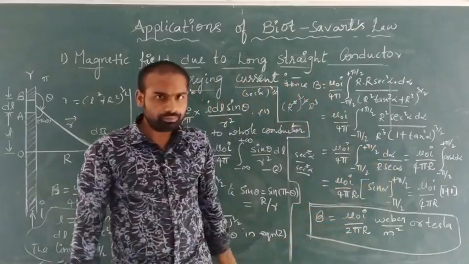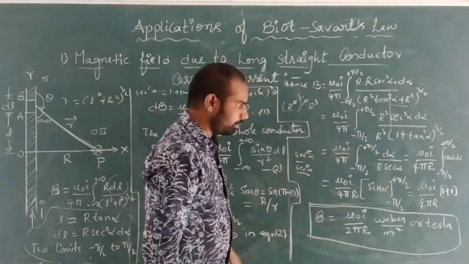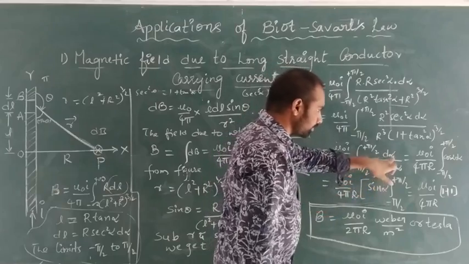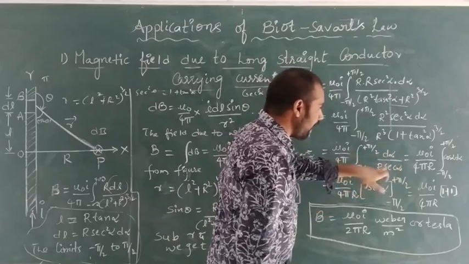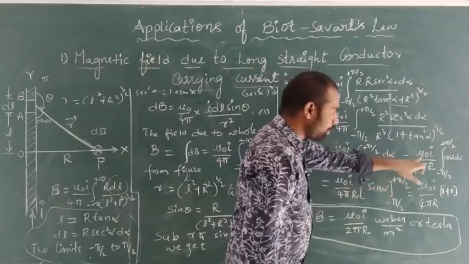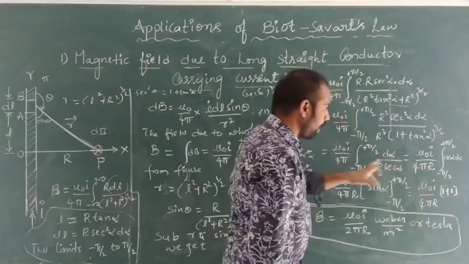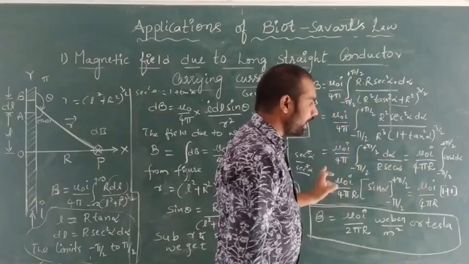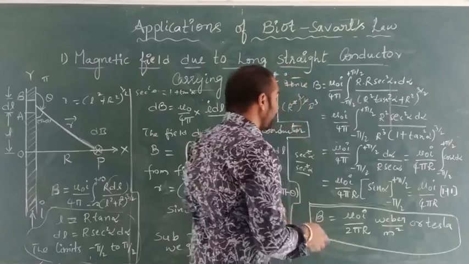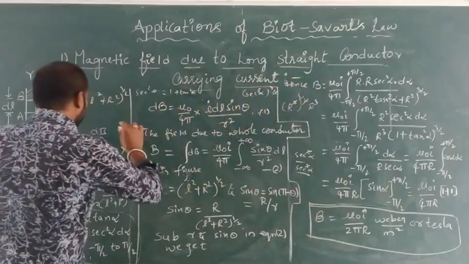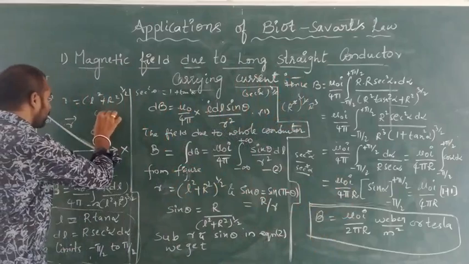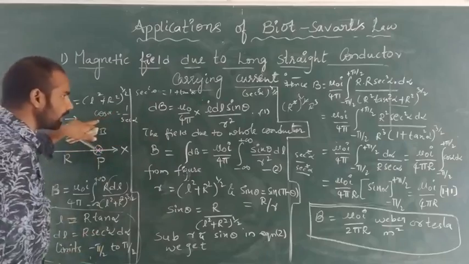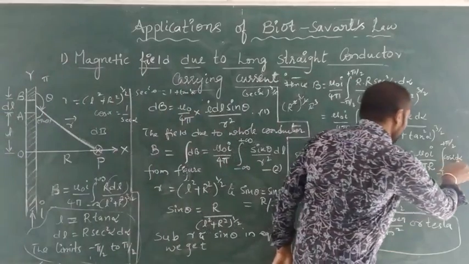Simple. Whereas mu naught I by 4 pi is constant, so we took it outside. Here, if you observe, r is also constant. Now bring r outside: mu naught I by 4 pi r. Now the integration of d alpha by secant alpha. What about 1 by secant alpha? According to the trigonometric ratios, cos alpha is equal to 1 by secant alpha. So 1 by secant alpha is nothing but cos alpha. So cos alpha d alpha.